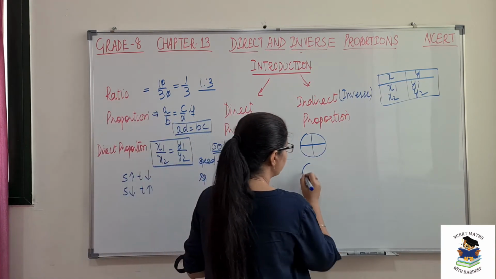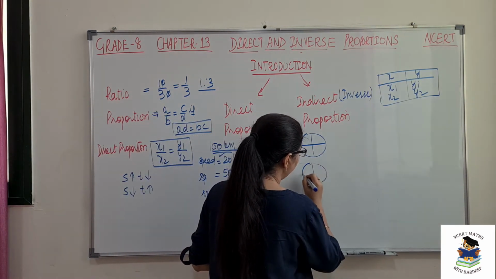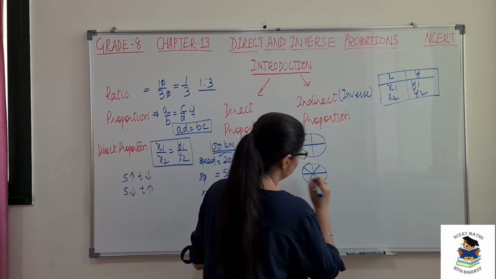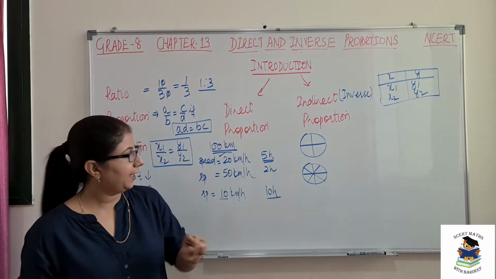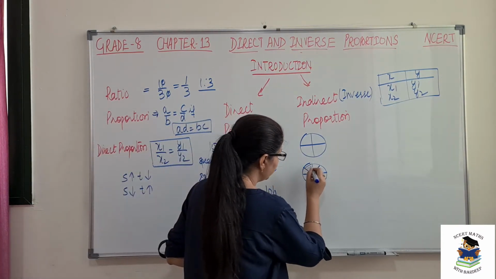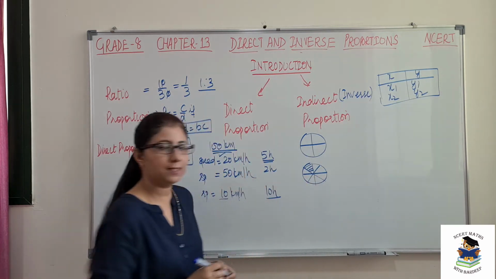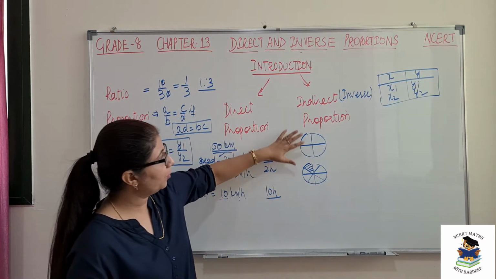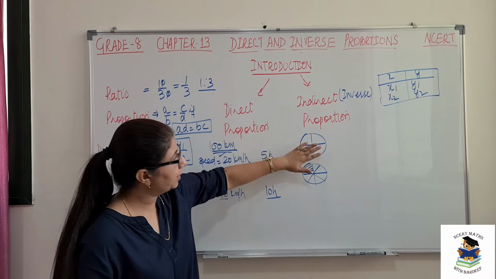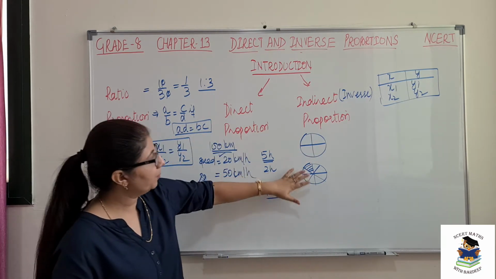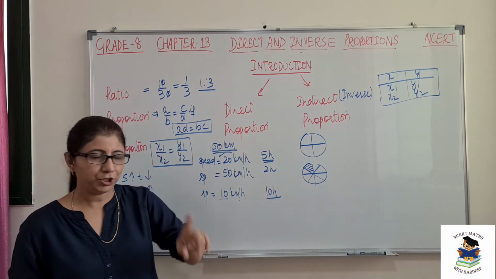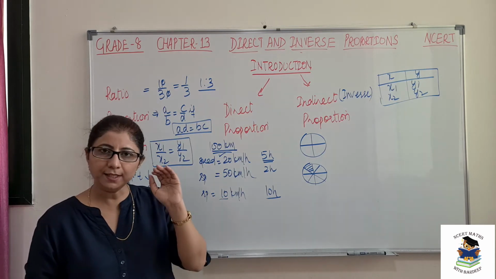If the same pizza is to be distributed among 8 persons, so we can see per head slice will be lesser. So that means if number of persons are less, share will be more. If number of persons are more, then share that each person will get is less.